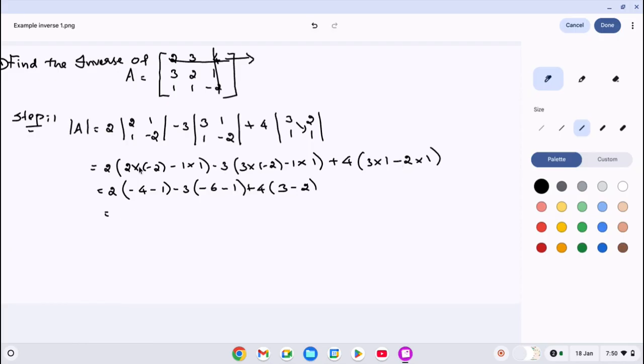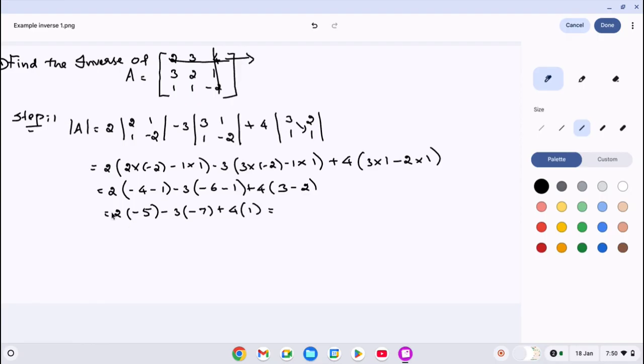Then we have to follow the BODMAS rule here. Here, what is minus 4 and minus 1? This is not multiplication, this is nothing but addition and subtraction. Minus 4 minus 1 is nothing but minus 5. Here minus 3 times minus 1 minus 6 becomes minus 7, plus 4 times 3 minus 2 is 1. Finally what we get is 2 times minus 5.